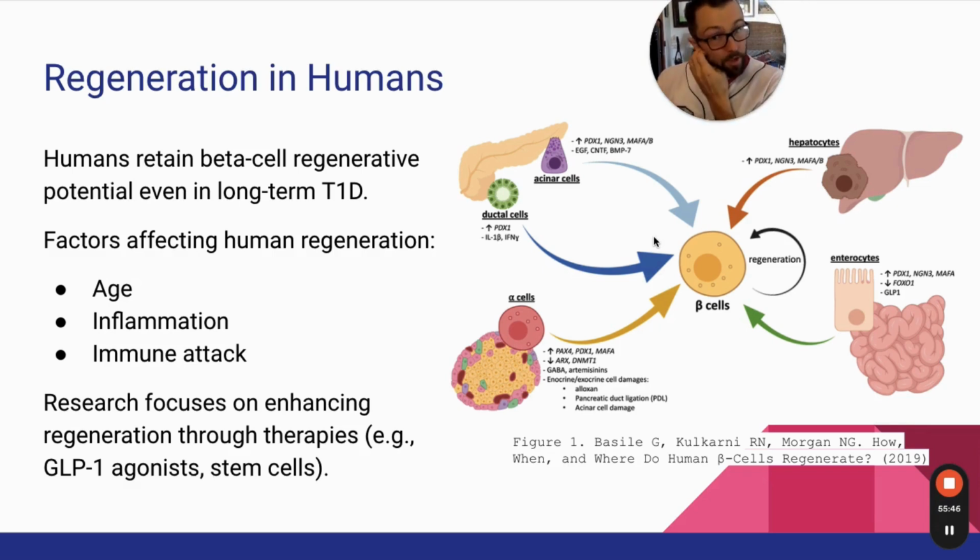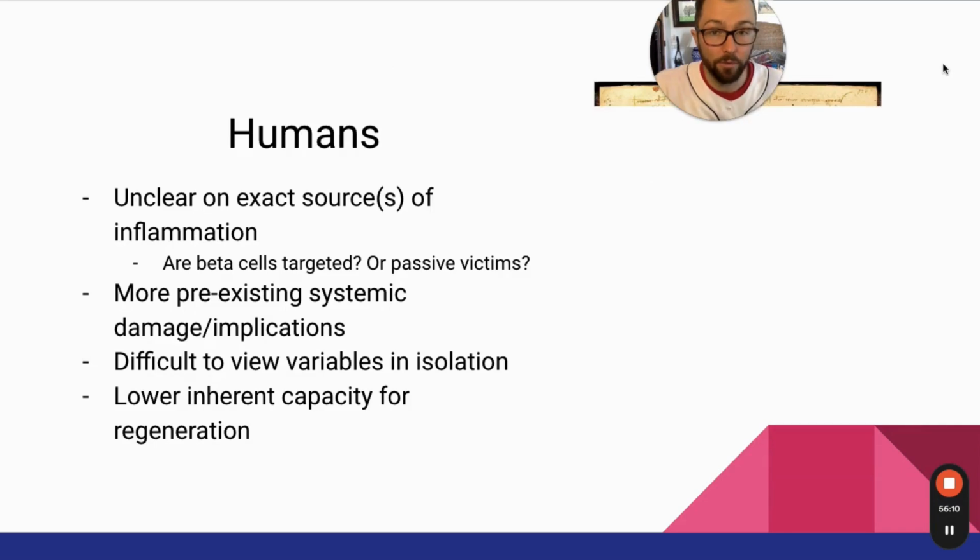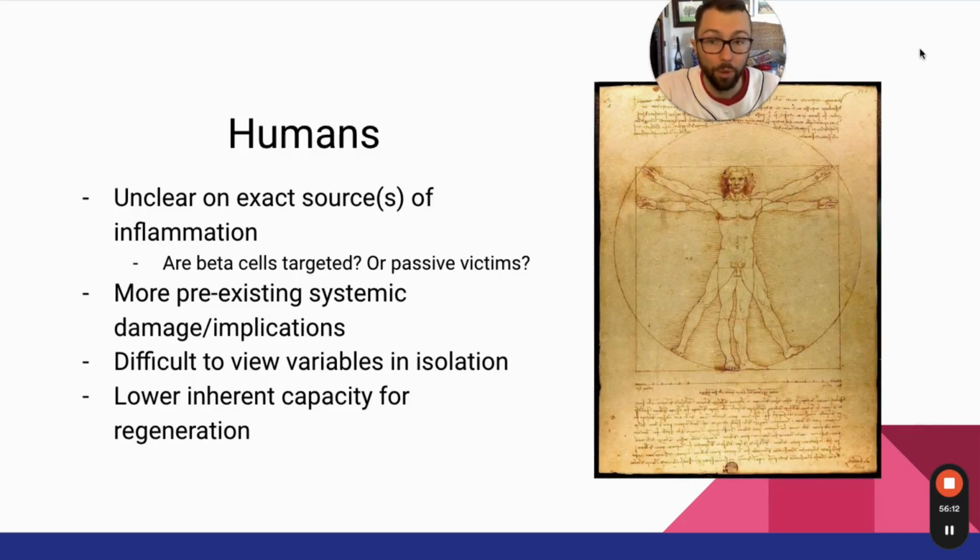So there's a lot of research focusing on enhancing regeneration through multiple therapies. This could be the GLP-1 agonists combined with Harmine. It could be stem cells. It could be protected stem cells to prevent the immune system acting on those beta cells. But I don't want you to think that human beta cells are just kind of like a wet rag and aren't able to do pretty cool things.